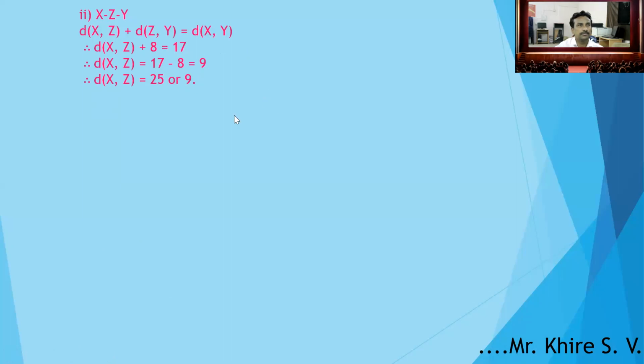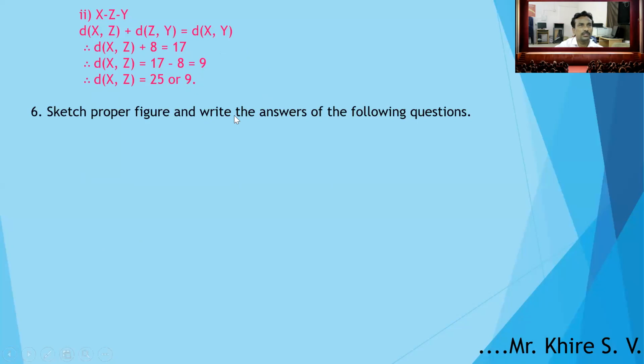Got it? Okay. Now we will see question number 6. Sketch proper figure and write the answers of the following questions. If A, B, C means B lies in between A and C, length AC is equal to 11, length BC is equal to 6.5, then find out length AB.